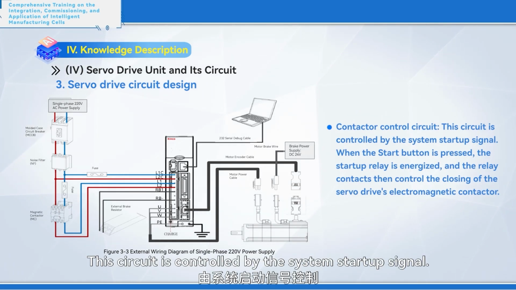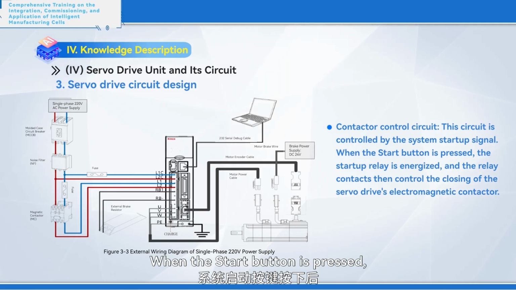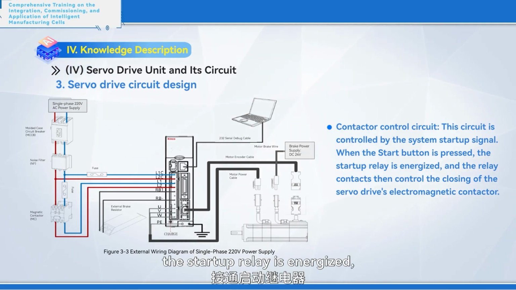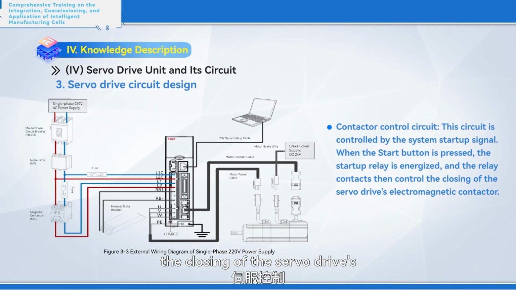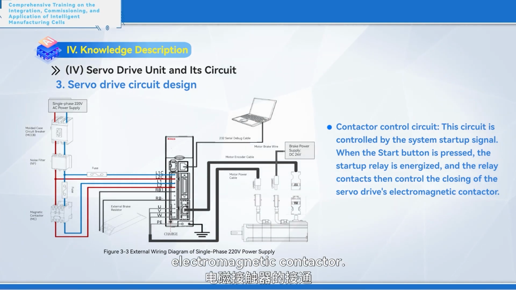Contactor control circuit. This circuit is controlled by the system startup signal. When a start button is pressed, the startup relay is energized, and the relay contacts then control the closing of the servo drive's electromagnetic contactor.